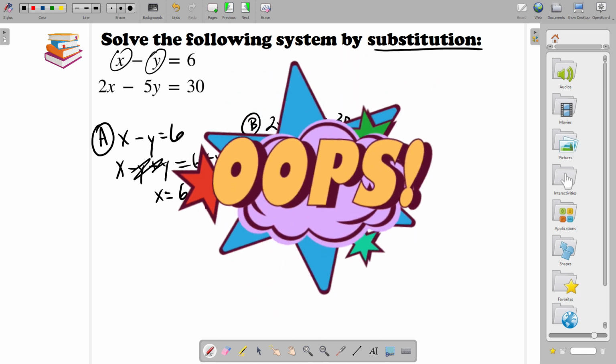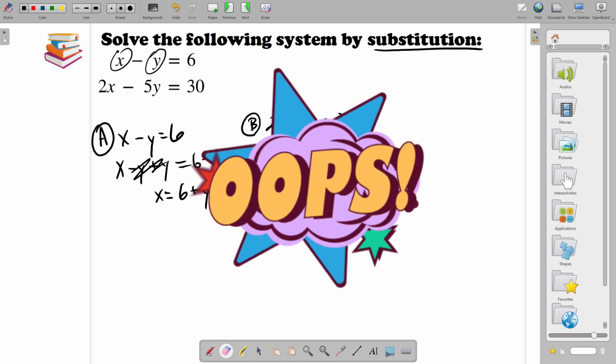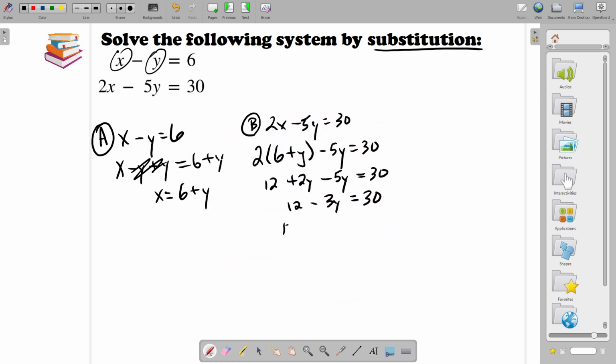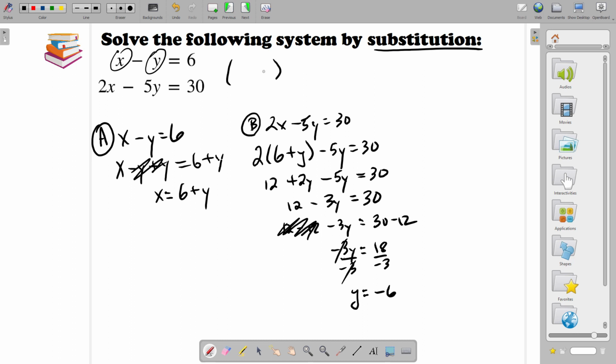We need to subtract 12 and subtract 12 from this side. The 12s add out. We have negative 3y. 30 minus 12 is positive 18. Divide by negative 3. Divide by negative 3. The 3's divide out. 18 divided by negative 3 is negative 6. So the y coordinate of the solution is negative 6.